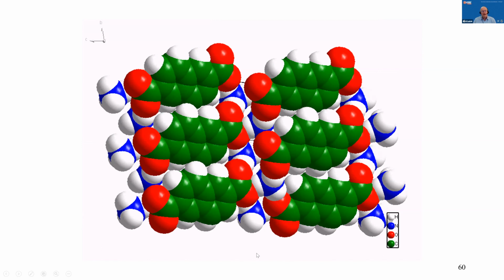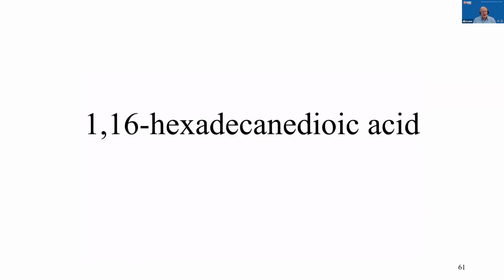So that was a fun thing, just using my chemical intuition. Once I had a unit cell — if I hadn't had a unit cell, it would have been a lot tougher problem. Okay, one more example.